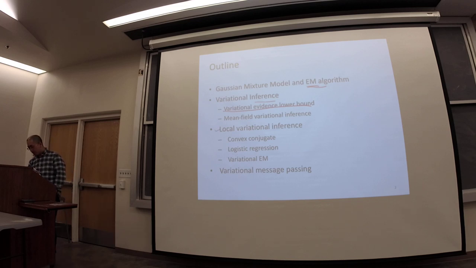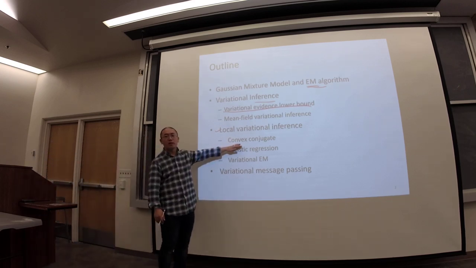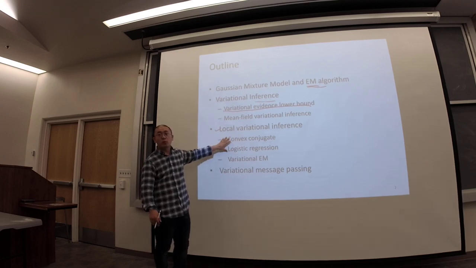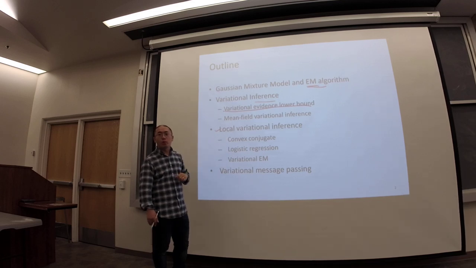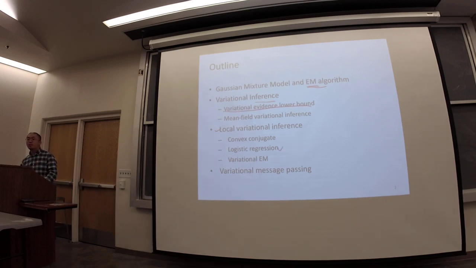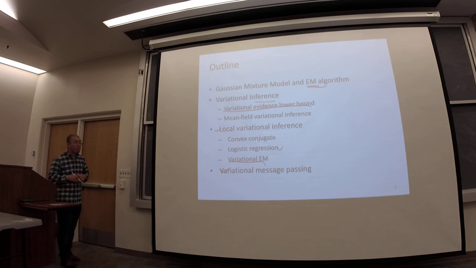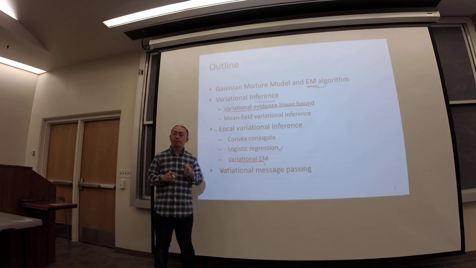Then we'll introduce the second type of variational inference, called local variational inference. That heavily depends on the convex conjugate, the somewhat weird dual form of convex functions we introduced at the very beginning of the semester, which will take effect here. Then we'll use logistic regression as an example to show how to carry out local variational inference. And then we'll introduce the variational EM procedure. And finally, we'll generalize variational inference to graphical models. This is called variational message passing.